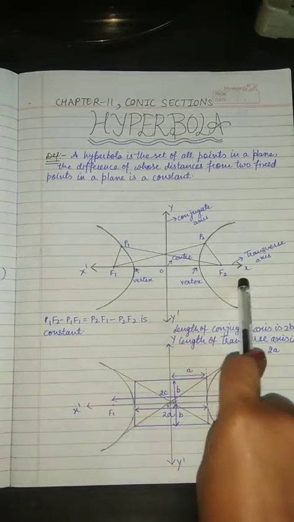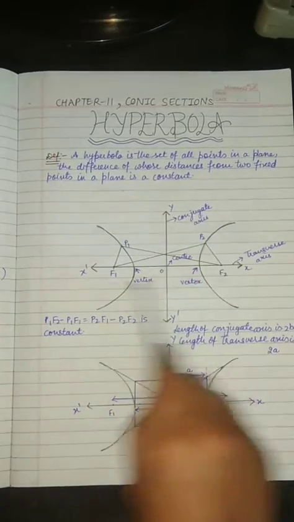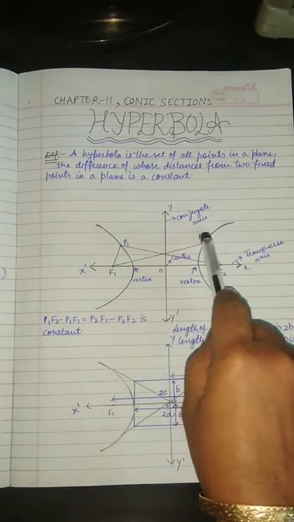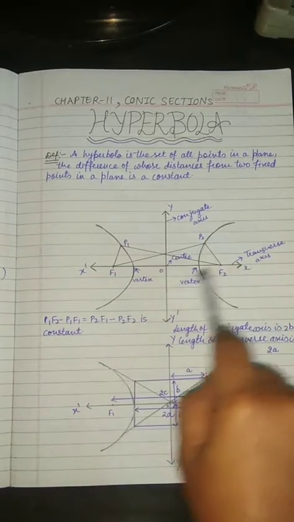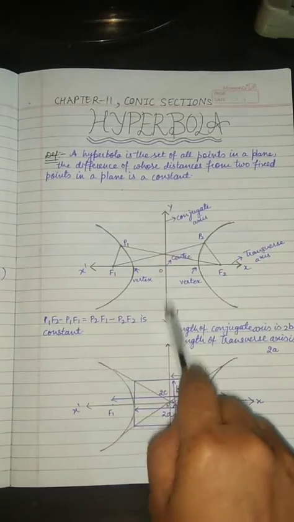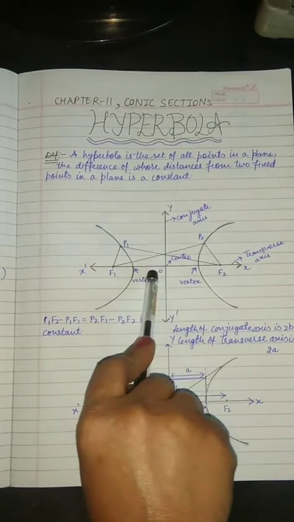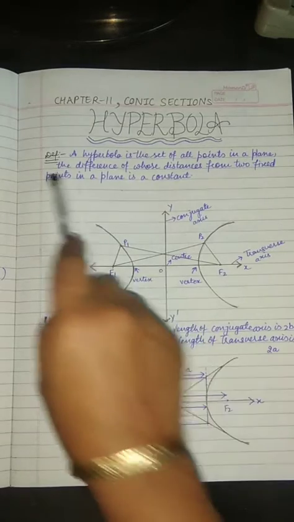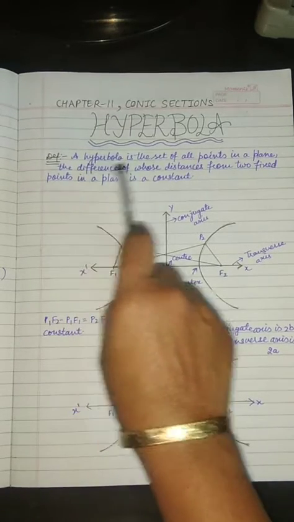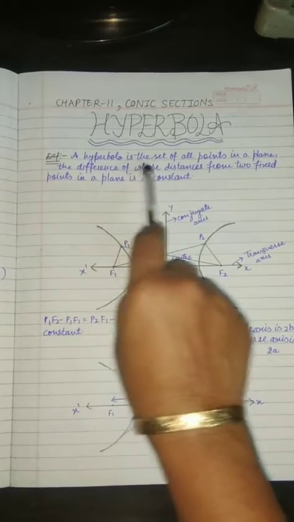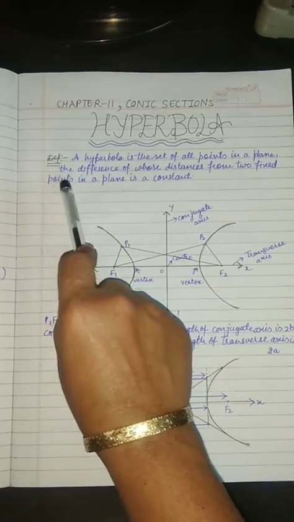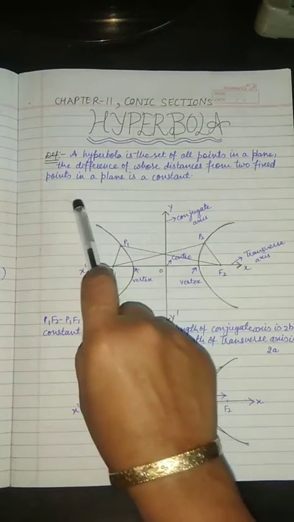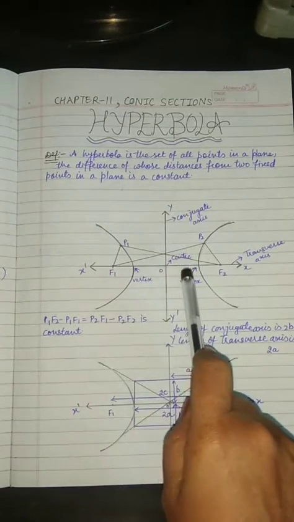Now here you can see in this figure we have x-axis and y-axis. Now y-axis is called conjugate axis and x-axis is called transverse axis, and where these two axes meet, that point is called the center of hyperbola. As we have discussed in the definition, for all the points which lie on the hyperbola, the difference of their distances from both the fixed points, that is both the foci, is a constant.